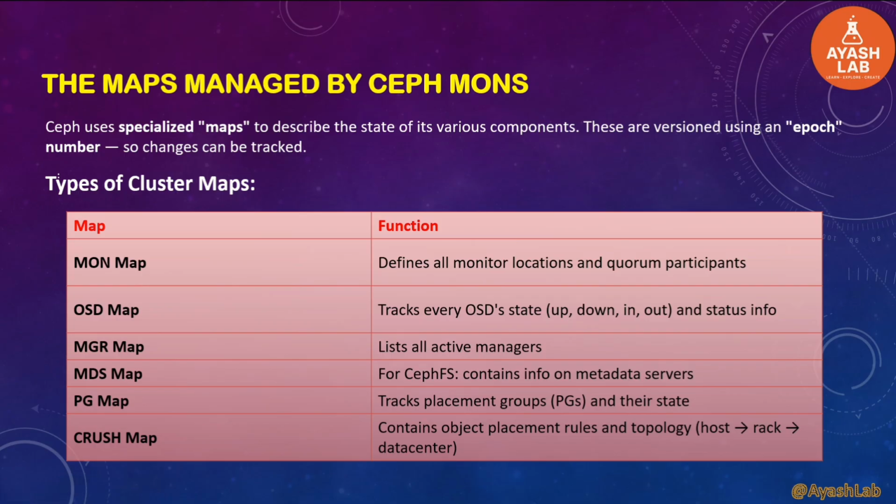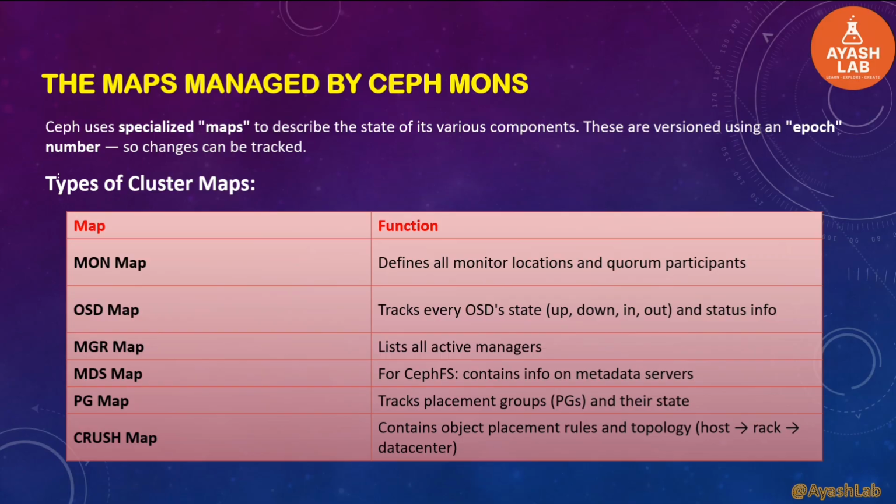So the mon map keeps a list of all active mons and who's in control. Okay, that's its function. So then OSD. The OSD map tracks which OSDs are up and down or in and out, under health or status info. Then the manager map or MGR map shows which manager daemons are active and their statuses. Then the MDS map is used only if you are using CephFS. CephFS means Ceph file systems, and it handles file system metadata servers.